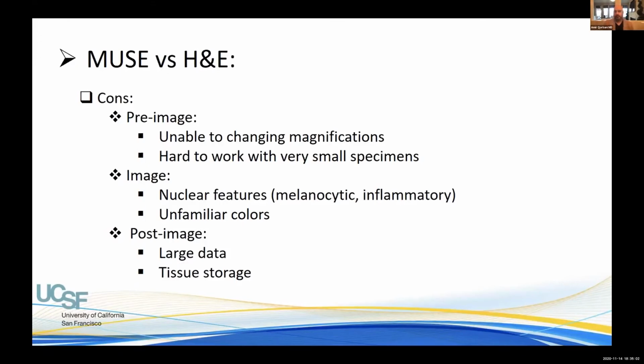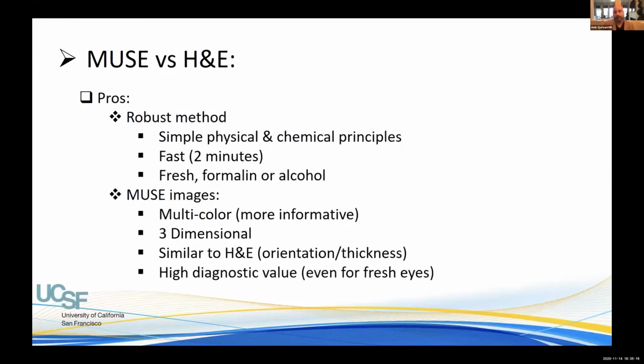Post-imaging, the images are extremely large. Right now, each scan image for Muse microscopy is about 2 gigabytes. And the storage of the tissue also was a problem. But the pros: it's a robust method. It's a very simple physical and chemical principle, very fast.